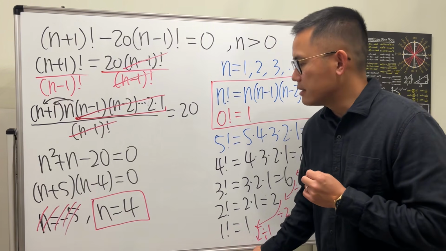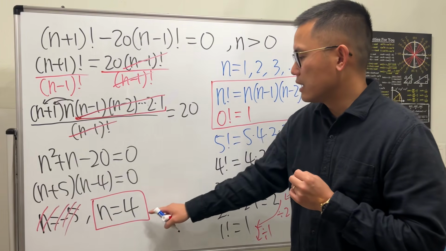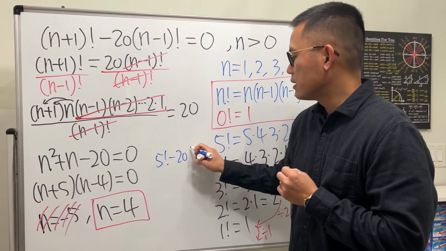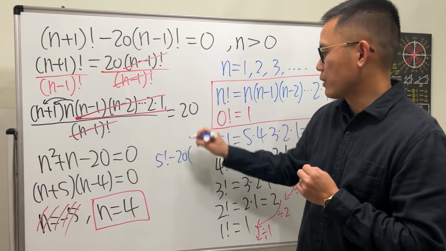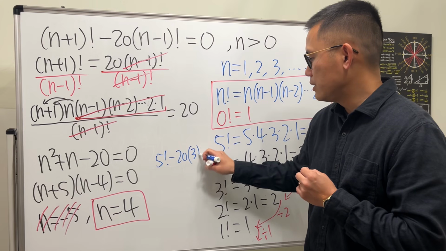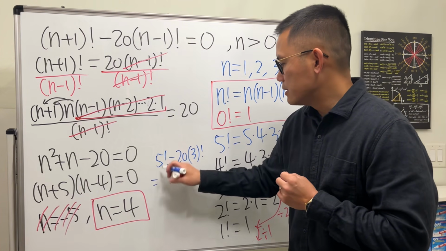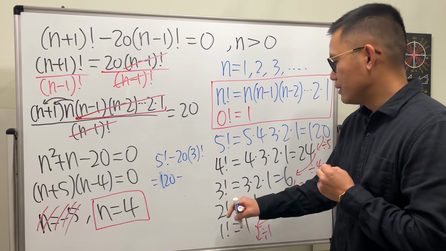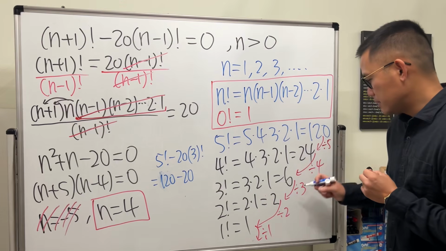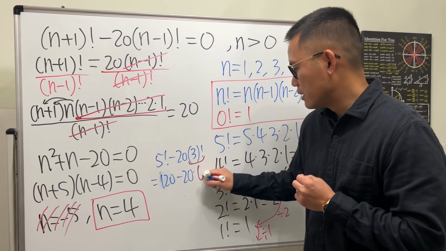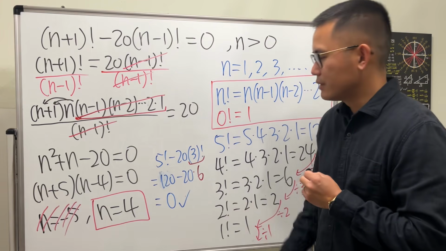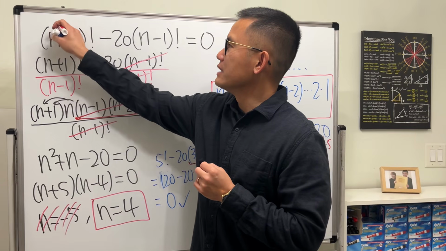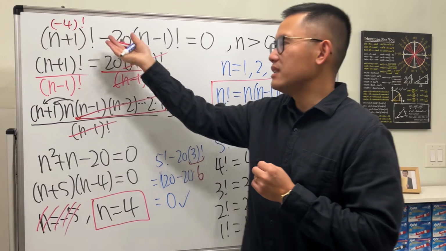And if you plug back into the original and check, you can see that this is 5 factorial, and then minus 20 times 3 factorial. I have the answer right here, it's 120. And then minus 20 times 3 factorial, which is 6. So do we get 0? Indeed we do. So it works. If you plug in negative 5 into the original, you will end up with negative 4 factorial, and technically that's not defined.